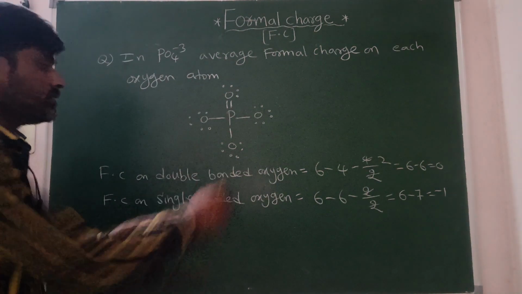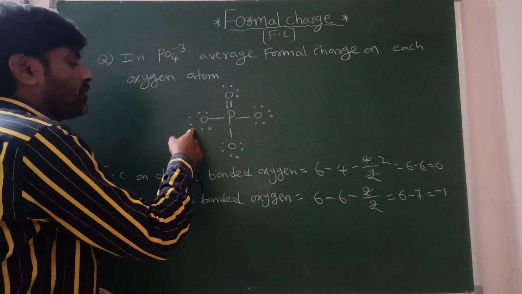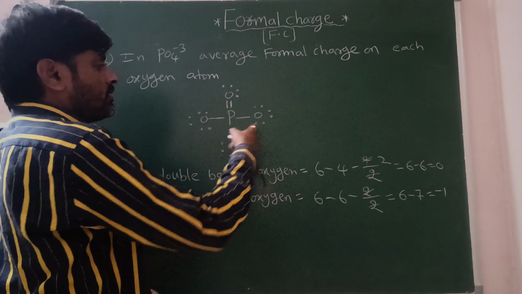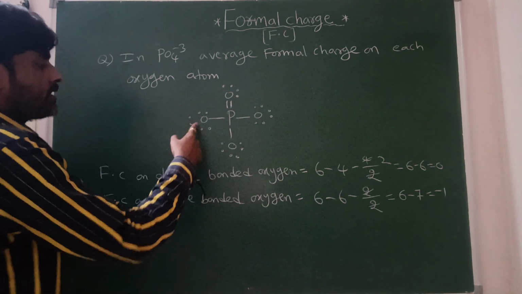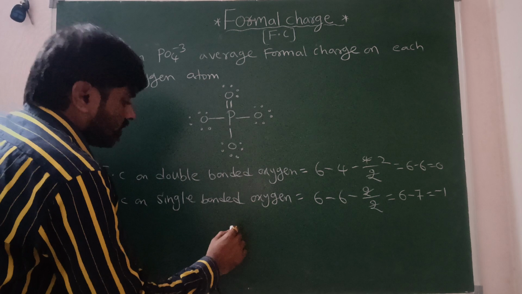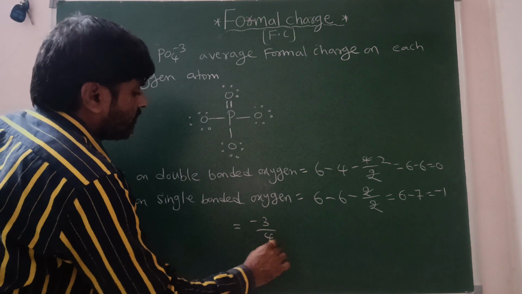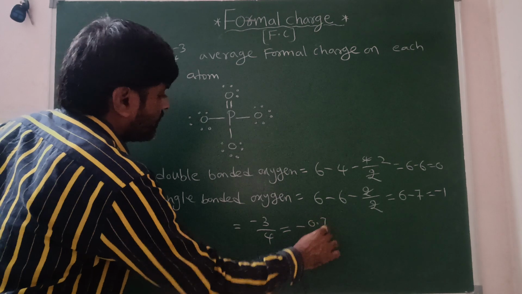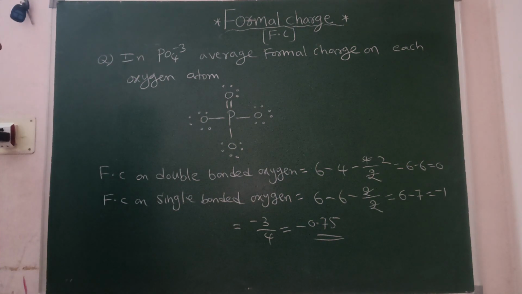So this oxygen also looks like this. So these three are also same. So it possesses minus 1, this one also minus 1, this one also minus 1, and this is 0. So they are asking average: minus 1, minus 1, minus 1, 0. So average formal charge is minus 3 by 4, that is minus 0.75.